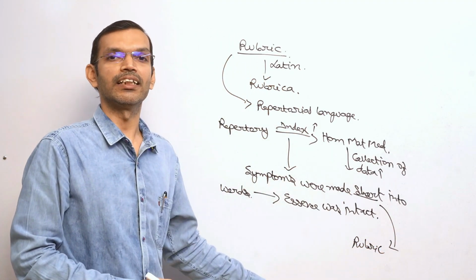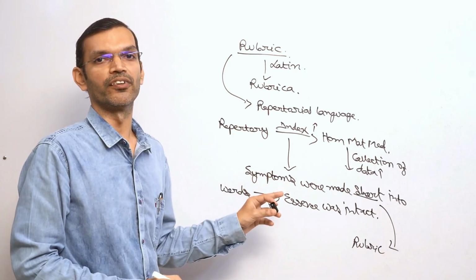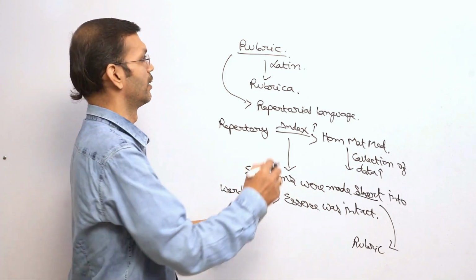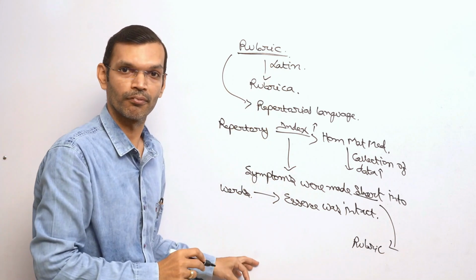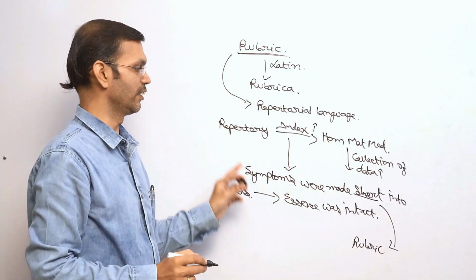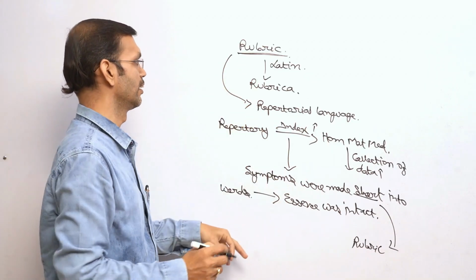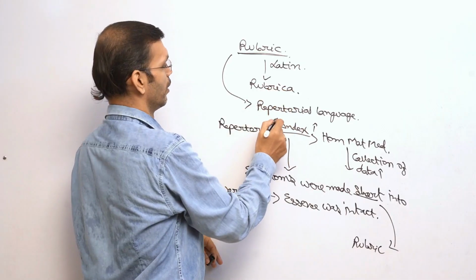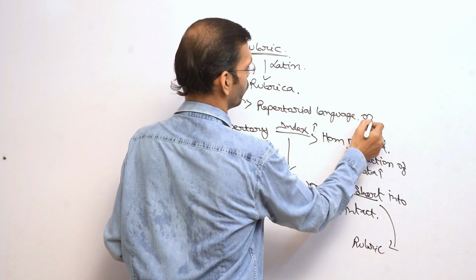So in each and every sort of repertory, we mostly see the rubrics. This is the reason we can call rubric the repertorial language of a symptom.